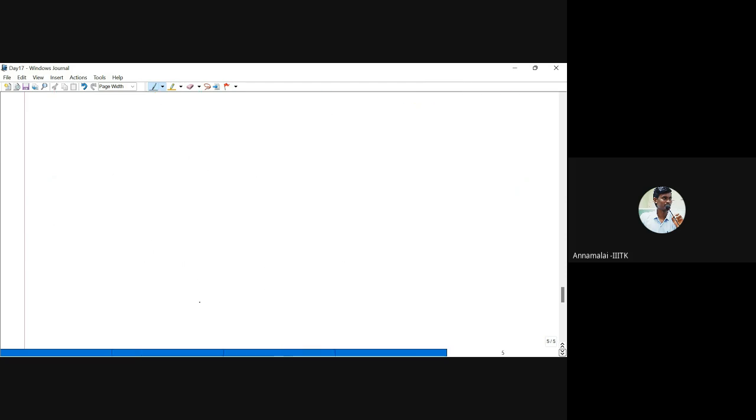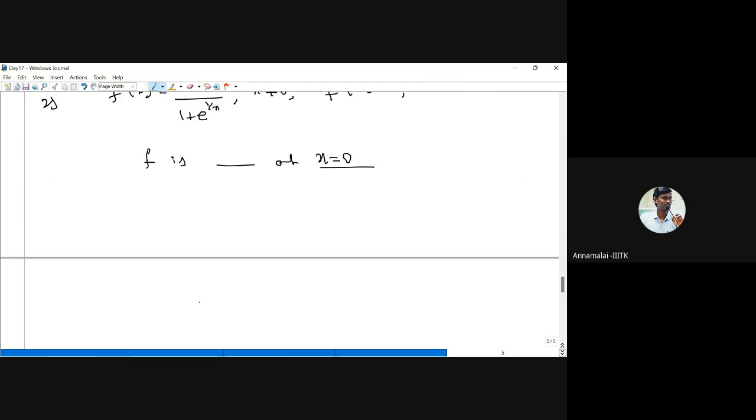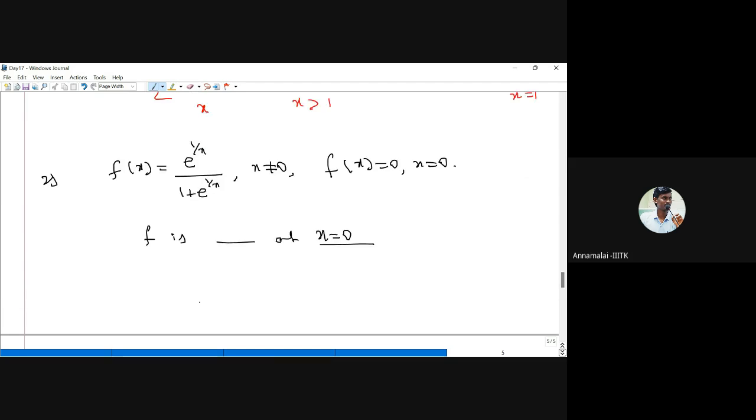Then what do we have to do? We have to find the right hand limit and the left hand limit. Both should exist and be equal to 0, that is f of 0. F of 0 is 0. So what is the right hand limit? That is limit x goes to 0 plus of f of x. What is the value? If you take any sequence xn which is greater than 0 and xn converges to 0, then what can you say about f of xn?